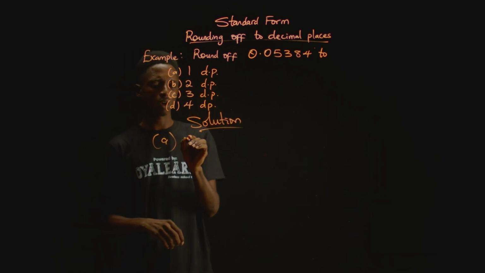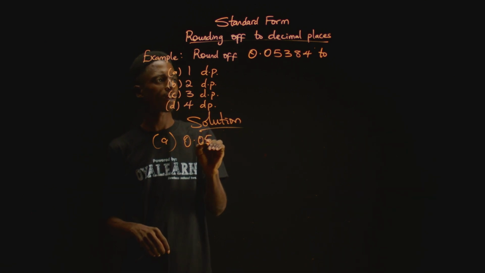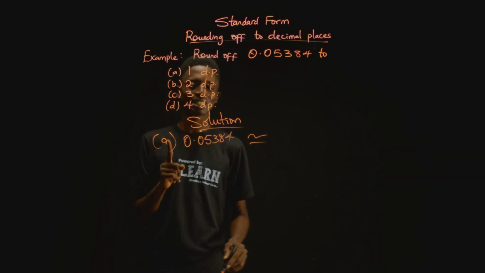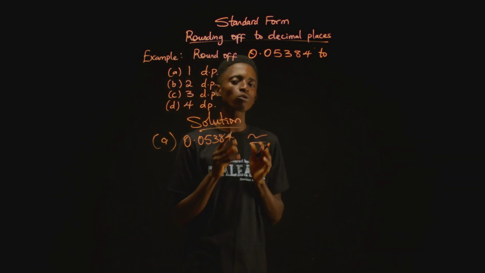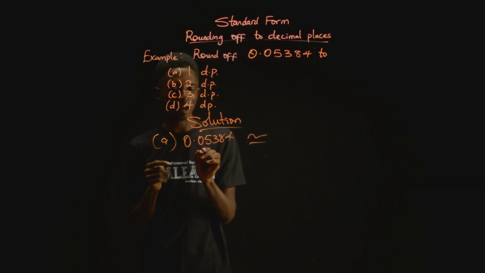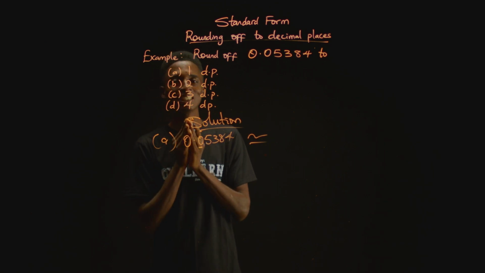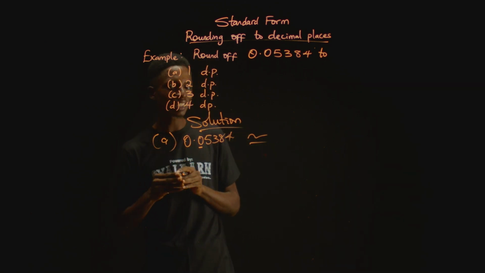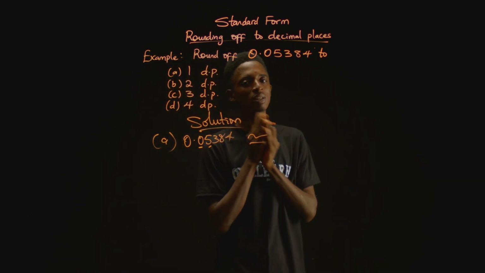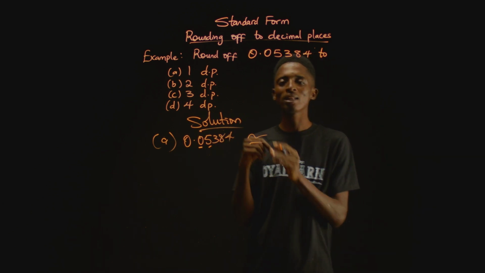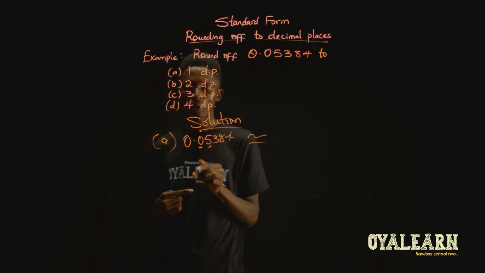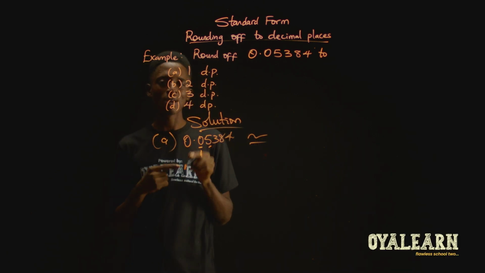A, we are to round off 0.05384. And this is to 1 decimal place. So to do that, we have to identify the first digit after the decimal point. And that is our rounding off point. It is occupied by digit 0. And the next digit to this is digit 5. And remember that when the next digit is between 0 to 4, we round down. But when it is between 5 to 9, we round up. So in this case, we are rounding up. That implies we are adding 1 to our rounding off point.